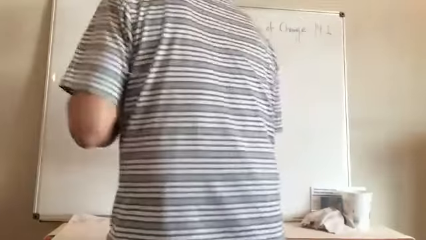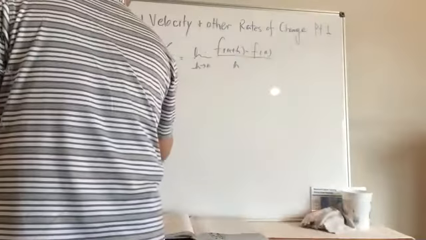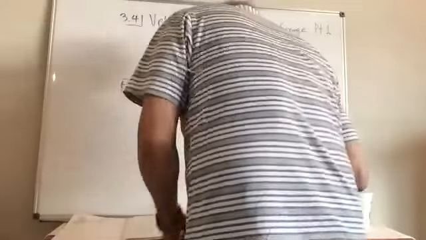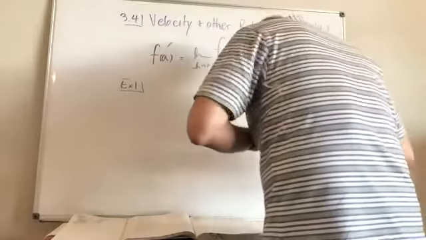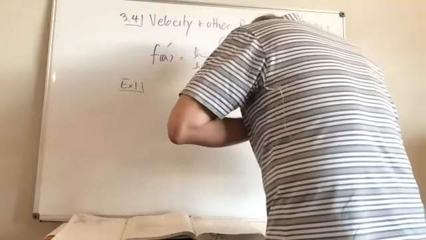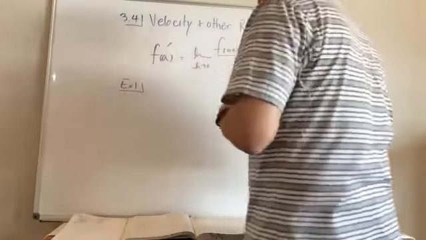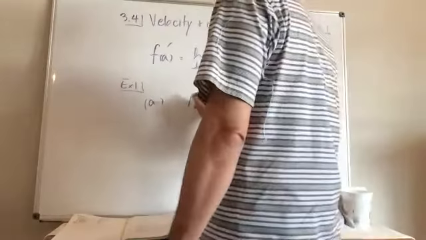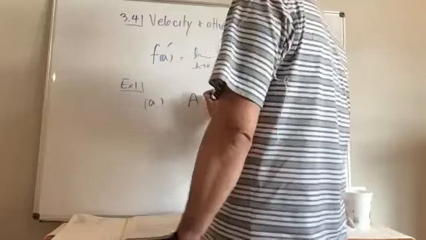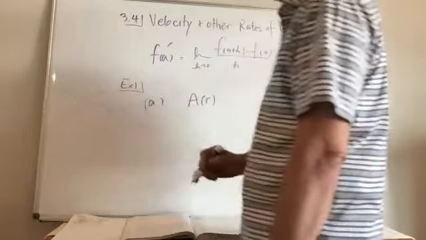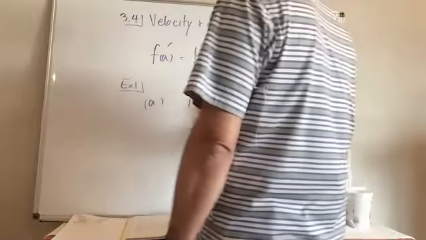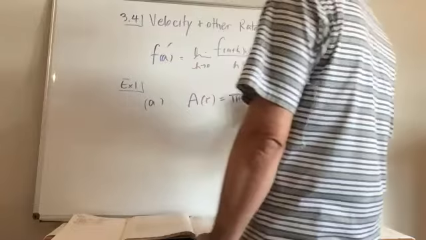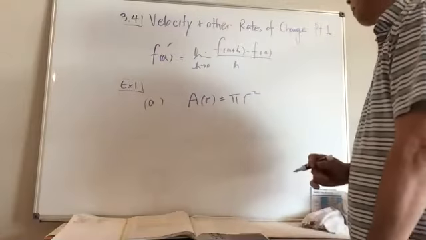In example number 1, it says, find the rate of change of area A of a circle with respect to its radius. So first of all, if we want to find that, we need to find the relationship between the area and the radius, right? A as a function of r. So A as a function of r is nothing more than pi r squared in a circle, right?